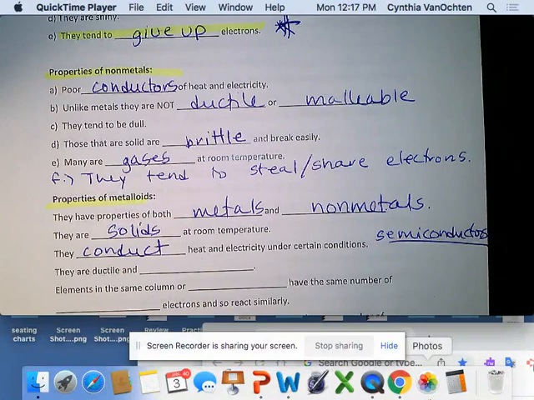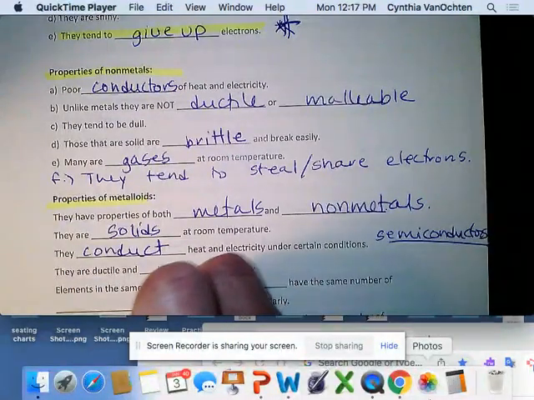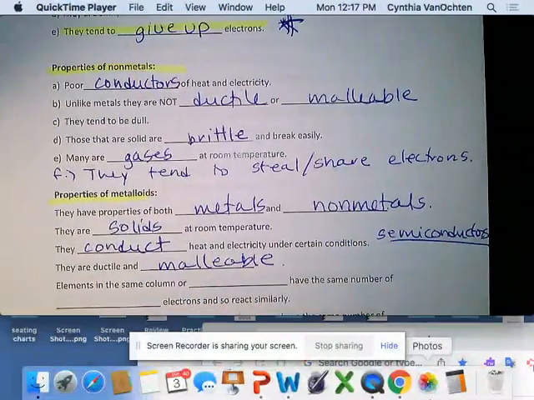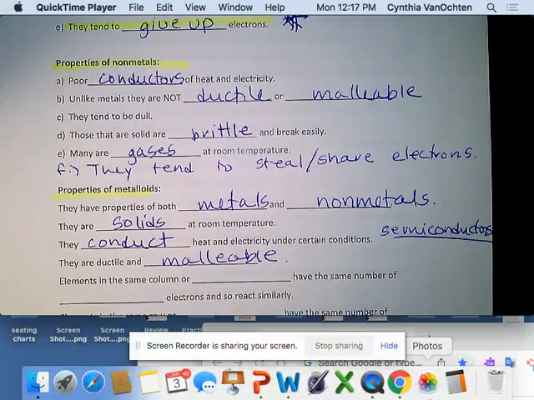And for whatever reason, that makes it a very valuable product in electronics, like cell phones, computers, and things like that. Your metalloids tend to be ductile and malleable. So these are some of the physical and chemical properties to get familiar with your metals, nonmetals, and metalloids.